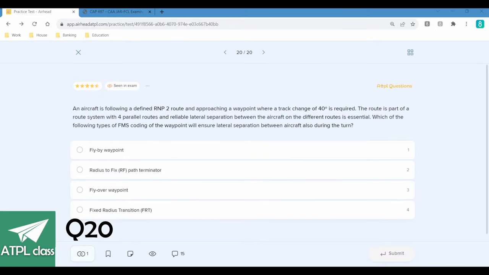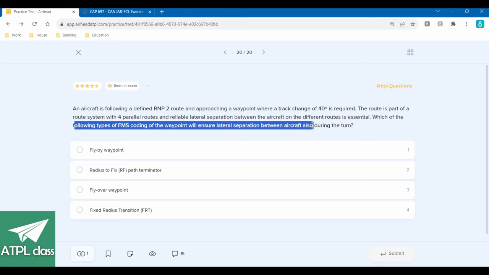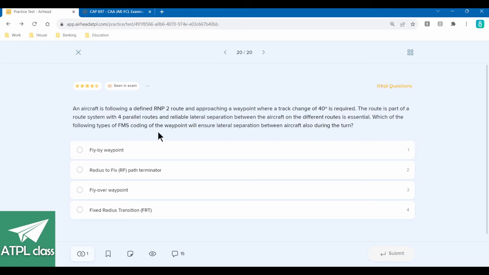So an aircraft is on a defined RNP 2 route, so we've got to be accurate within 2 nautical miles for 95% of the time. And it's approaching a waypoint where a track change of 40 degrees is required. The route is part of a system with 4 parallel routes, and reliable separation between the aircraft on different routes is essential. Which of the following types of FMS coding of the waypoint will ensure lateral separation between the aircraft during the turn? What a horrible question for people who have never flown an aircraft that uses a flight management system.